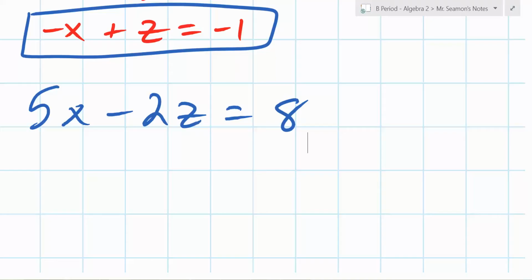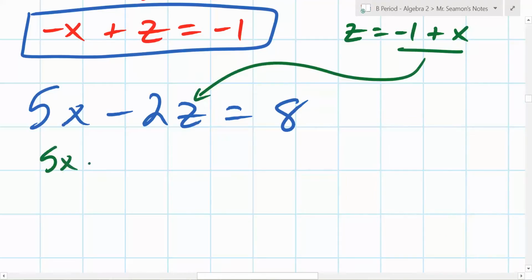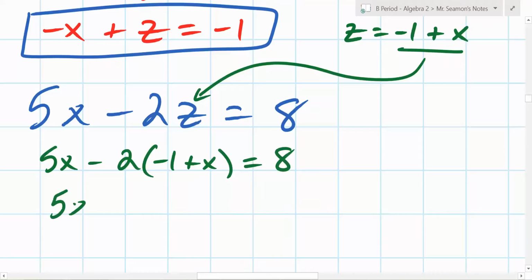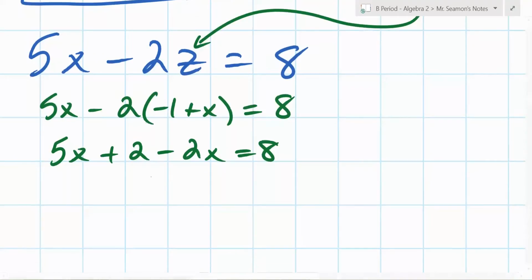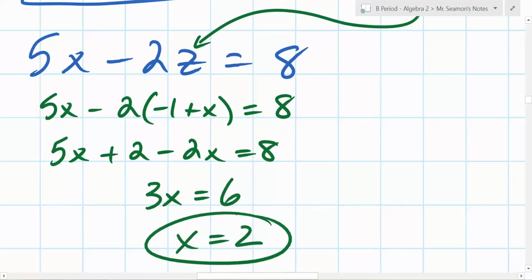Of those two, Sadea, which variable is the easiest one to isolate, do you think? Top line, which variable? Z. Let's go with z. If we isolate z on this, you end up with z is equal to negative 1 plus x. So where does that go? 5x minus 2 times (negative 1 plus x) equals 8. So 5x plus 2 minus 2x equals 8. So we end up with 3x equals what? 6. So x equals 2.